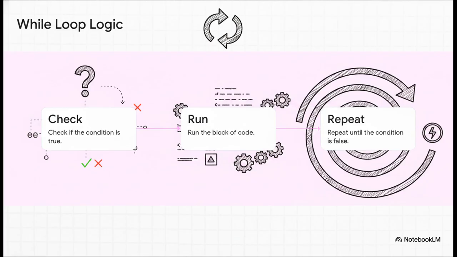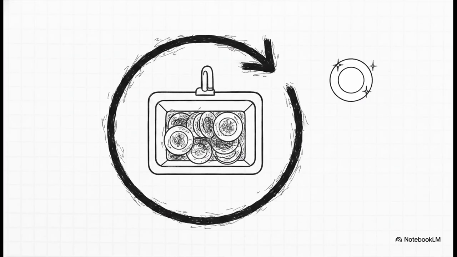The exact moment it's false, the loop breaks and the program happily moves on. To really ground this abstract logic, let's think about a real-world while loop. Imagine your chore is washing dirty dishes. You don't walk up to the sink and say, "I am going to execute exactly 14 dishwashing motions." No way. You use a while loop.